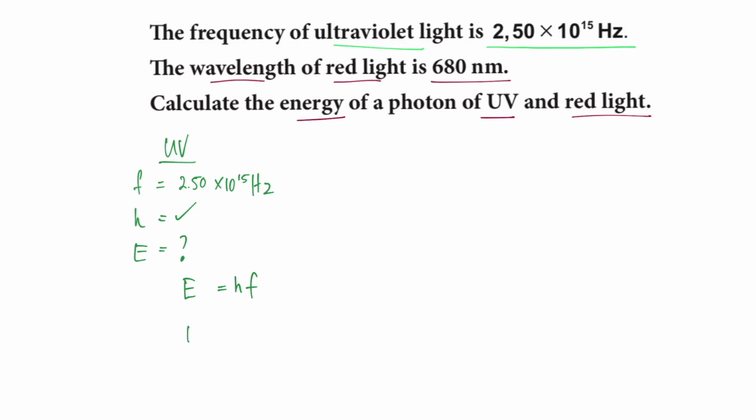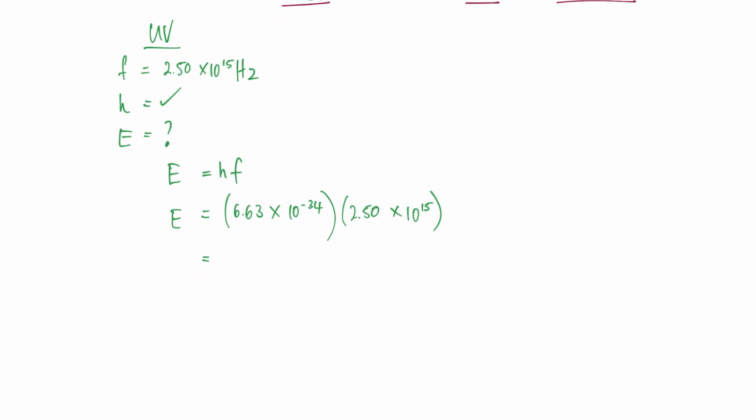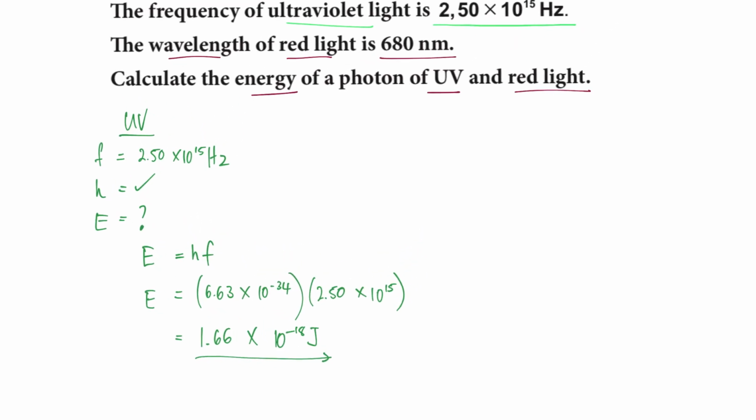The second thing I'm going to do is substitute. I know my h value as 6.63 times 10 to the power of negative 34. And I know my frequency of UV light, and that is 2.50 times 10 to the power of 15. And you pop that into your calculator. Pause the video, see what you get, and then see if we got the same answer. And then I would get 1.66 times 10 to the power of negative 18 joules. And there's my answer for the first one, for the energy of a photon of UV light.